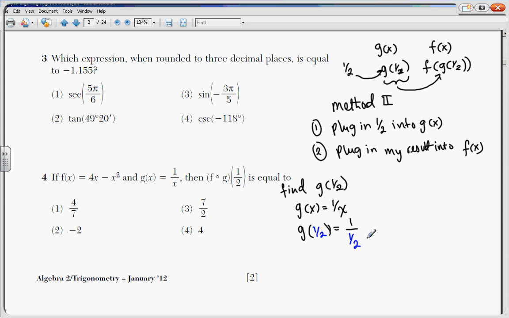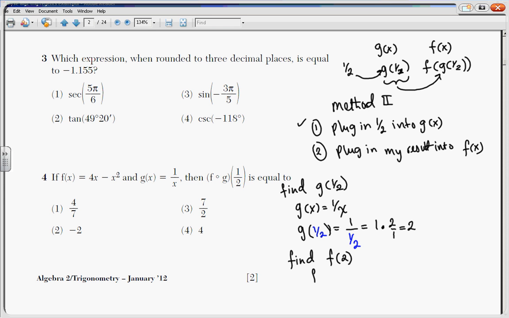So what does this become? Remember, you can multiply the numerator by the reciprocal of the denominator, which is times 2 over 1, and then your final answer is 2. Now I'm done with this part. Now the next part is this result, I'm going to plug it into f. So next we're going to find f of 2.